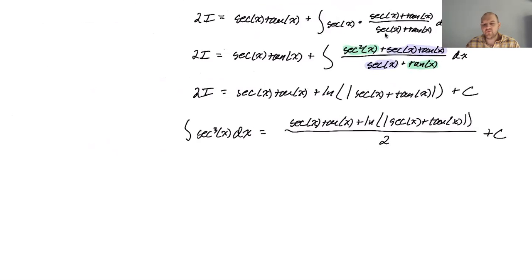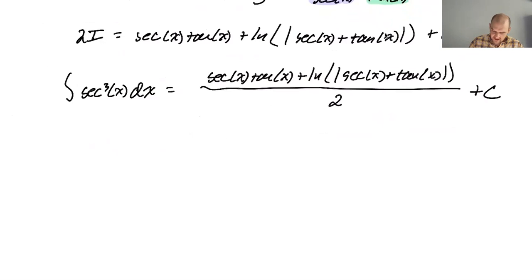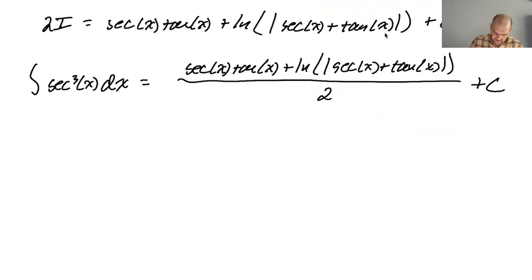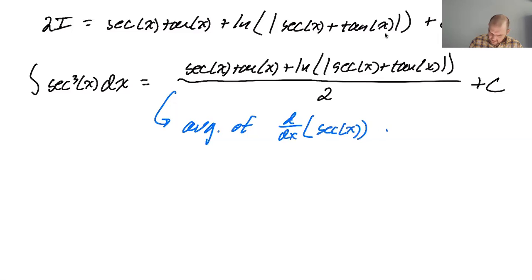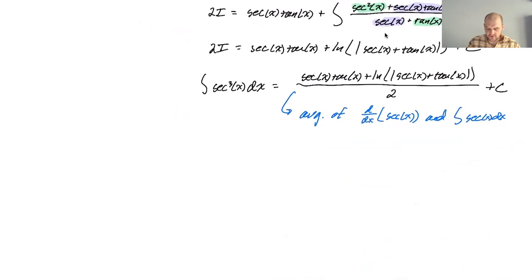All right, so the way that I have this memorized, and it hinges upon memorizing other things, is that it's actually the average of the derivative of secant and the integral of secant. The derivative of secant is secant tan, and the integral of secant is the natural log of the absolute value of secant plus tan. So if you have those memorized, you actually have memorized the integral of secant cubed. But the process is what's really important. So I'm going to show you the wrong way to do it.